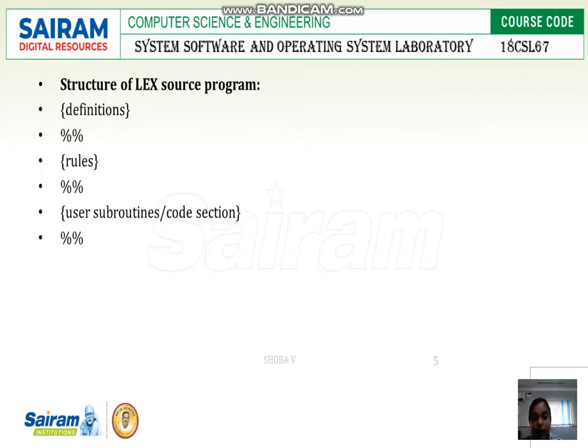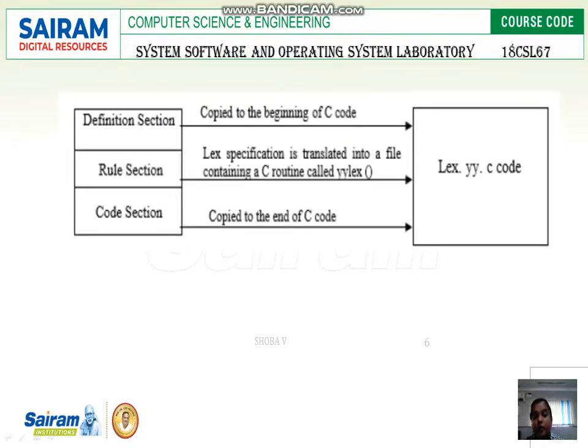And this is the structure of a LEX source program. We have a definition section, a rule section, and then a code section. In the definition section, the code is copied to the beginning of the C code. In the rule section we have regular expressions followed by actions. The LEX specification is translated into a file containing a C routine called yylex. yylex is the function that analyzes the input, and it is automatically generated by LEX. The code section, or subroutine section, is simply copied to the end of the C code.